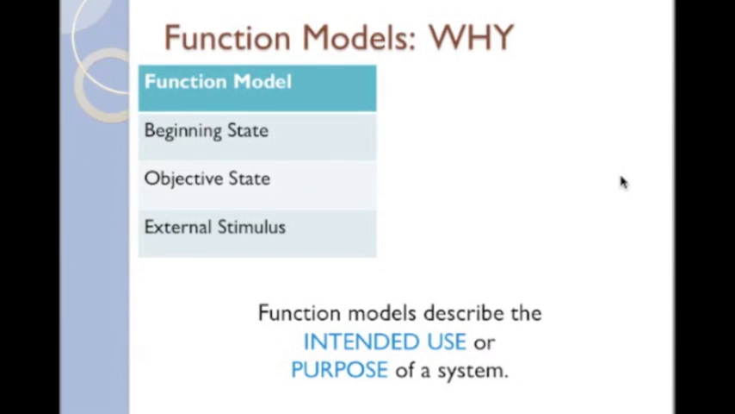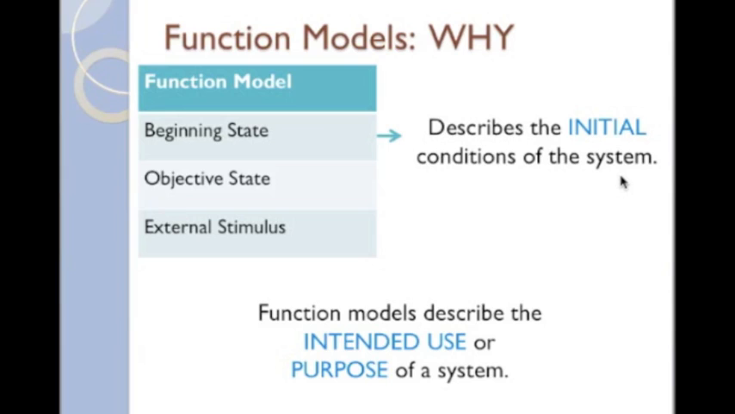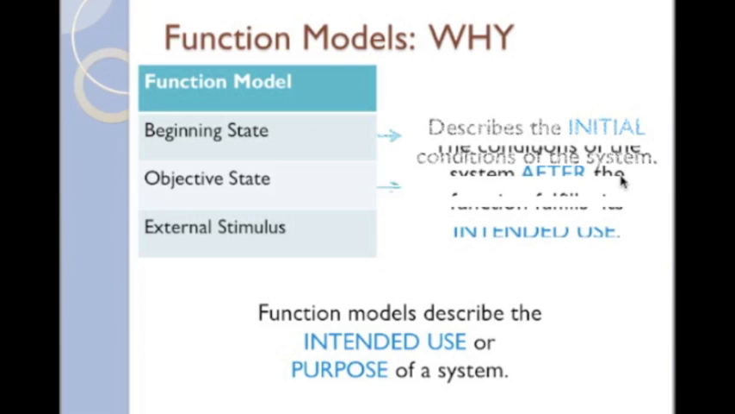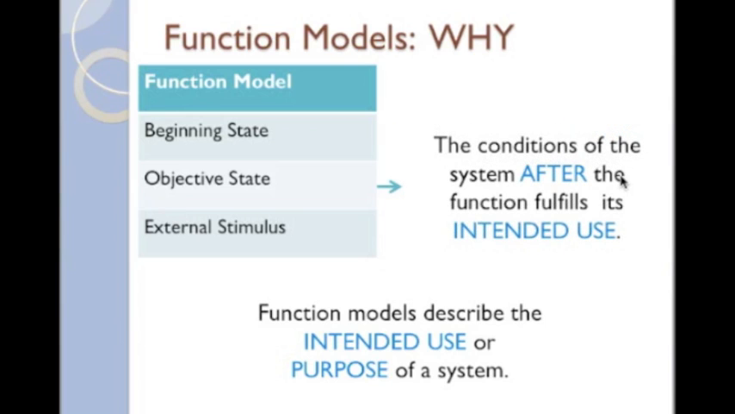Function models describe the intended use or purpose of a system. They do this by providing a detailed description of a system prior to the function executing, and then describing the conditions after the function has carried out its intended use. First, the function model must describe some beginning state of a system, which is the set of initial conditions of the system. Next, the function model describes the desired objective state of the system after the function occurs.